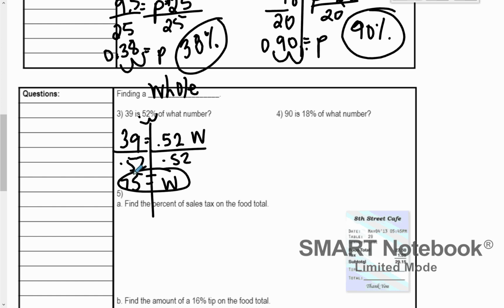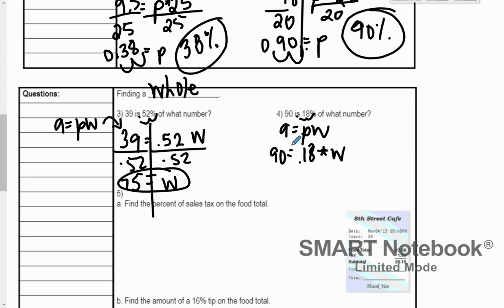Pause the video, try this one on your own, resume to check. One thing I forgot in my last problem was to write our equation. My bad. All right, so our part is 90. Our percent is 18%. We have to make that into a decimal. Times our whole. We don't know what the whole is.